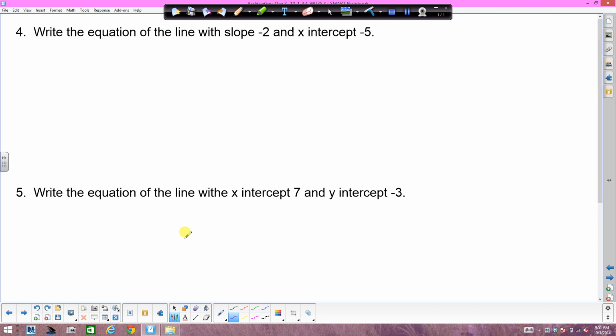Alright, write the equation of a line with a slope of -2 and x-intercept of -5. So if I have a slope of -2, that tells me m equals -2. An x-intercept of -5. Well, what does that mean? What would that be as an ordered pair? Hopefully you know that would be (-5, 0). So we can take that point and slope and plug it into point-slope form. So we're going to have y minus -5 equals -2 times x minus 0.